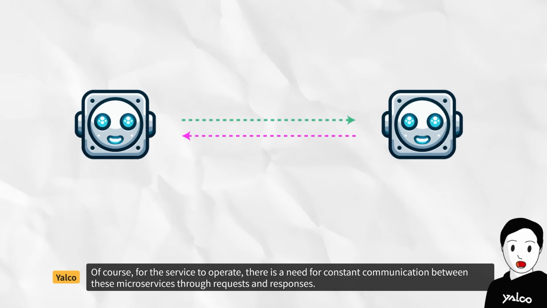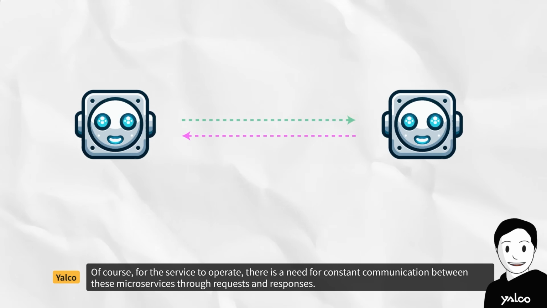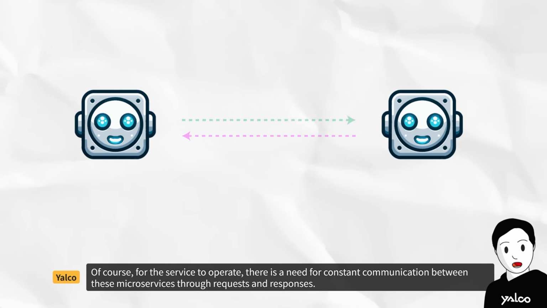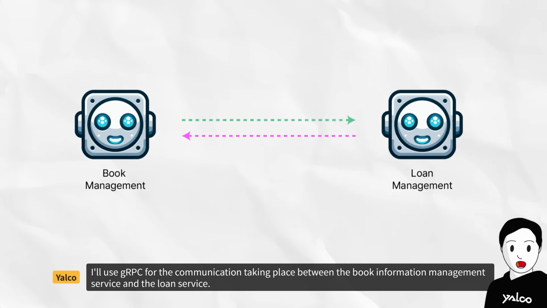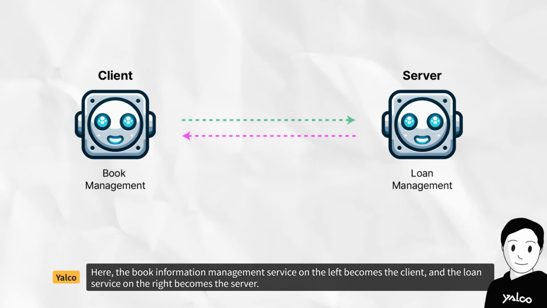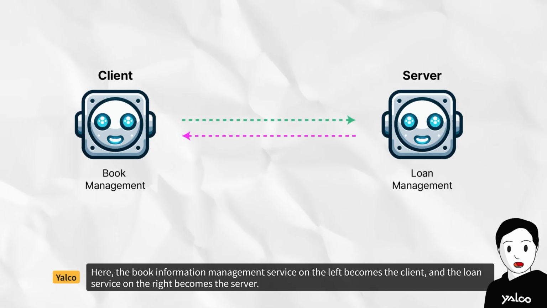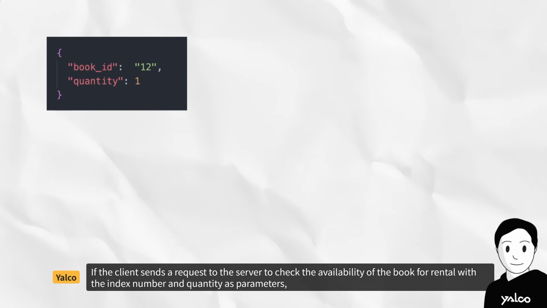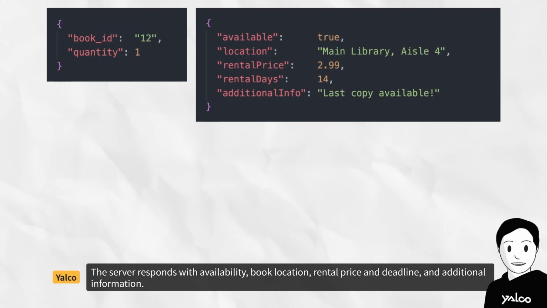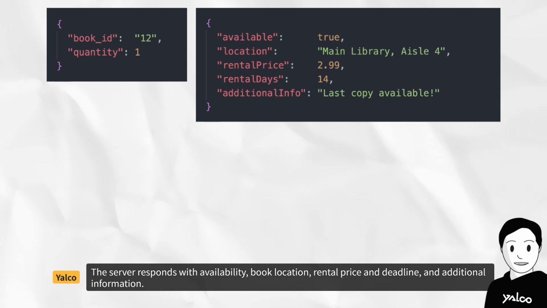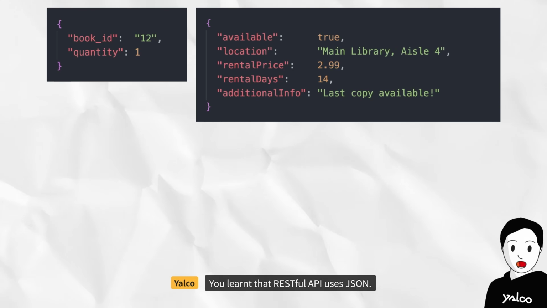Of course, for the service to operate, there is a need for constant communication between these microservices through requests and responses. I'll use gRPC for the communication taking place between the book information management service and the loan service. Here, the book information management service on the left becomes the client, and the loan service on the right becomes the server. If the client sends a request to the server to check the availability of the book for rental with the index number and quantity as parameters, the server responds with availability, book location, rental price and deadline, and additional information.